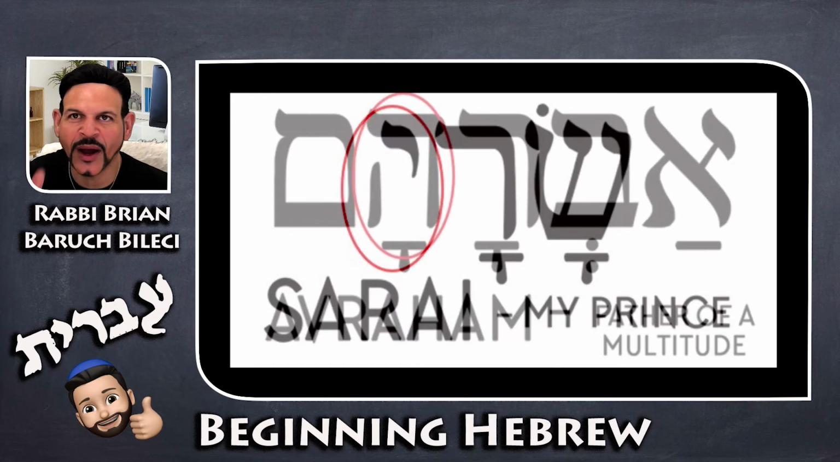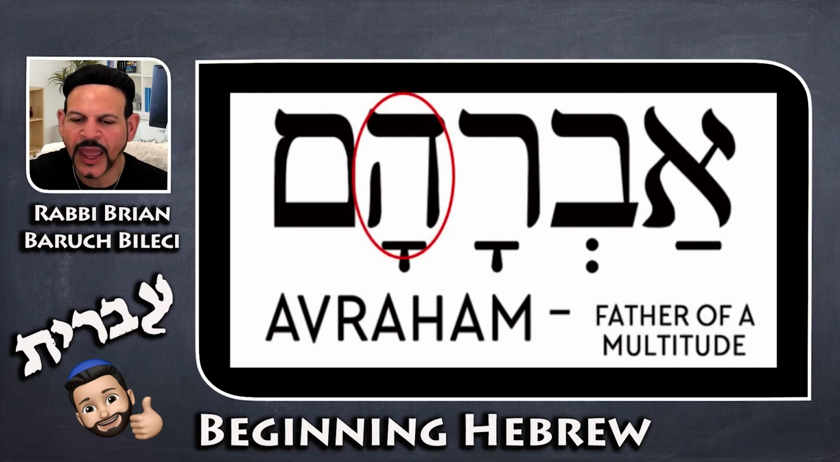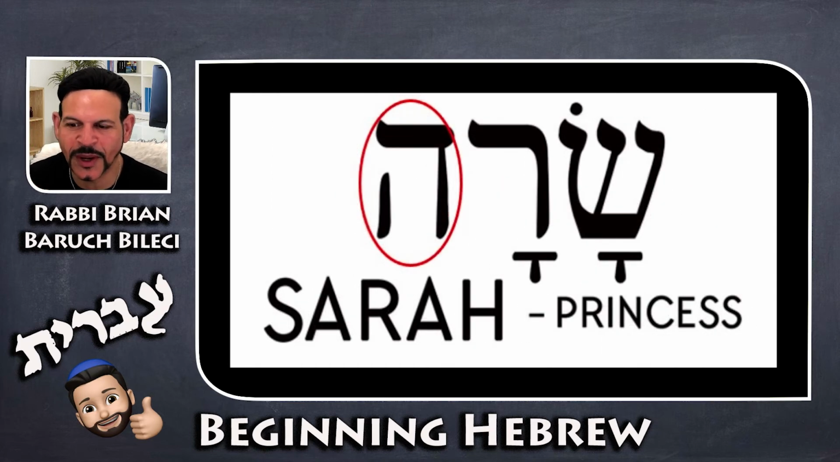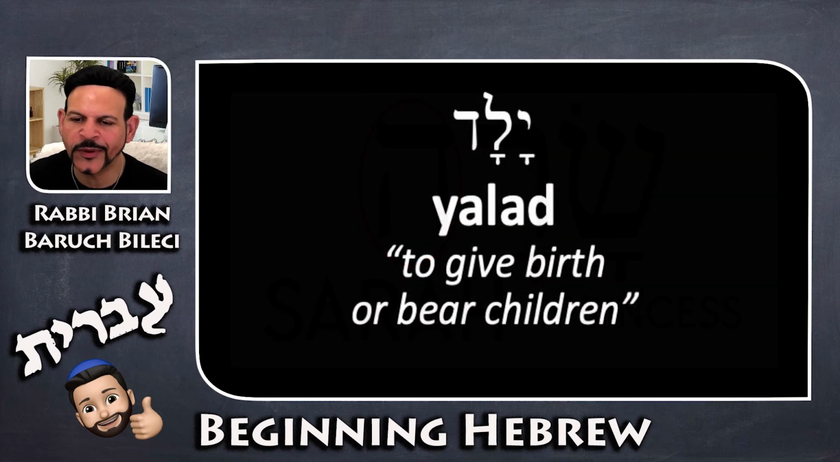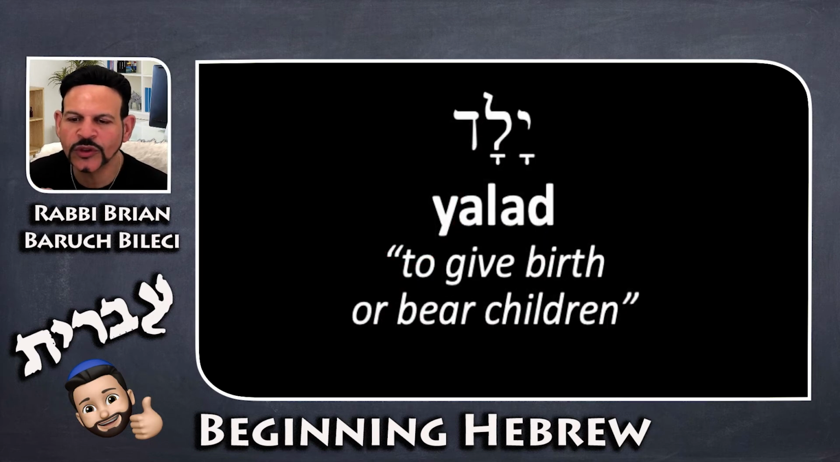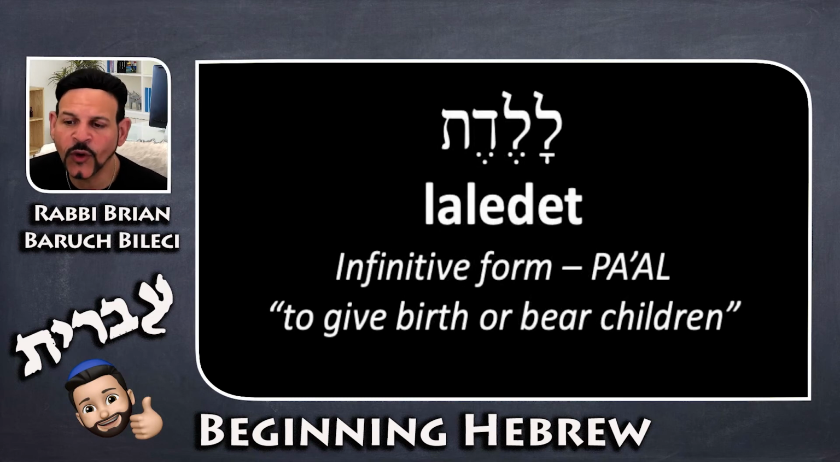But now Abraham has a new nature, and Sarah has a new nature by a new name, and now they're able to yalad, which is the root to give birth or bear children. The actual infinitive form is yaledet. The infinitive form in the pa'al form to give birth or bear children is yaledet.